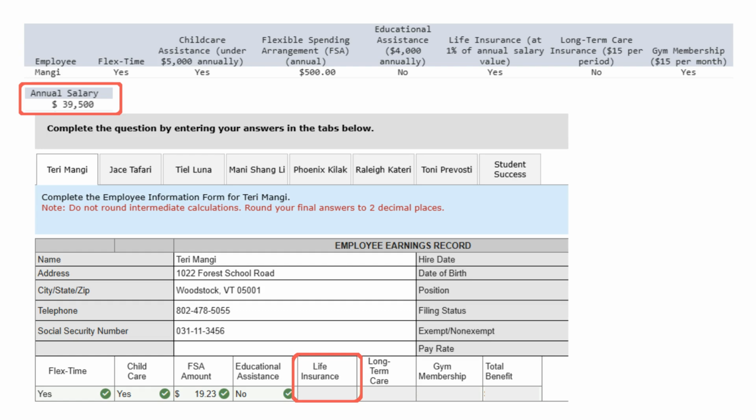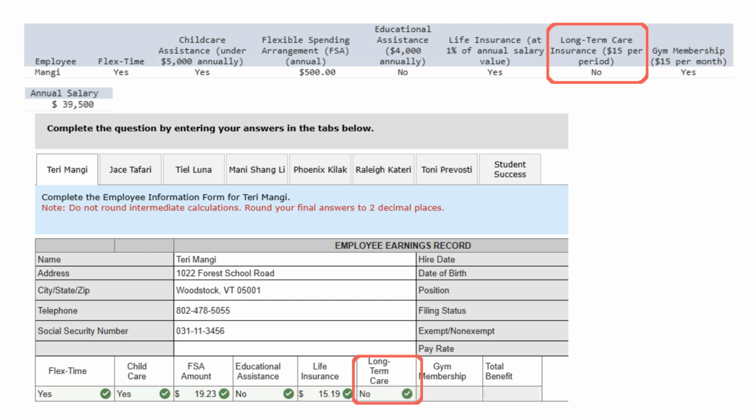So, for the life insurance it is telling us that the amount is 1% of the annual salary value. For Terry, that means we multiply $39,500 by 1% for an annual amount of $395. We still need to divide the amount by 26 though to get the biweekly amount of $15.19. Terry did not elect long-term care, that is why we choose no from the drop-down list for this benefit field.